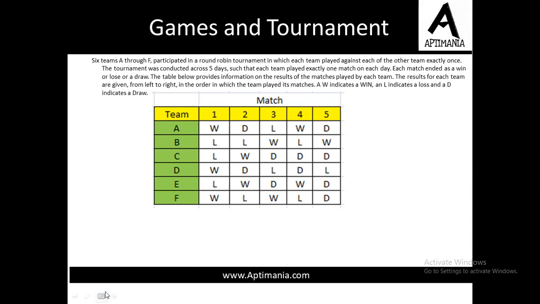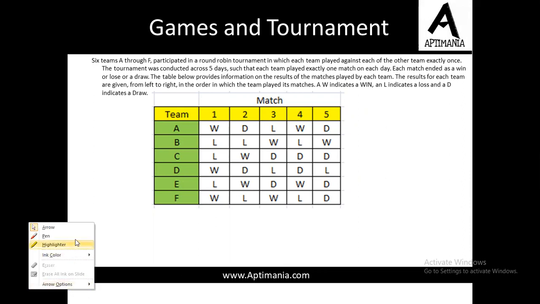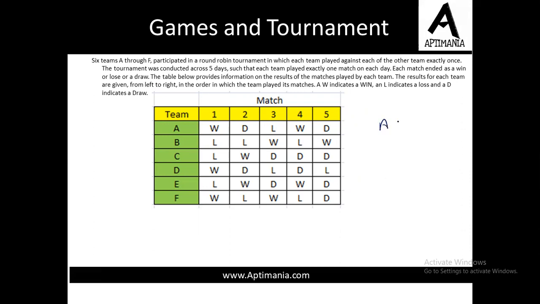So suppose let us assume that there are three teams A, B, and C. So A will play with B and C once only, B will play with A and C once only, and C will play with A and B once only. Fine. So this is round robin tournament. Okay. Further, the tournament was conducted across 5 days, such that each team played exactly one match on each day. Each match ended as a win or lose or a draw.